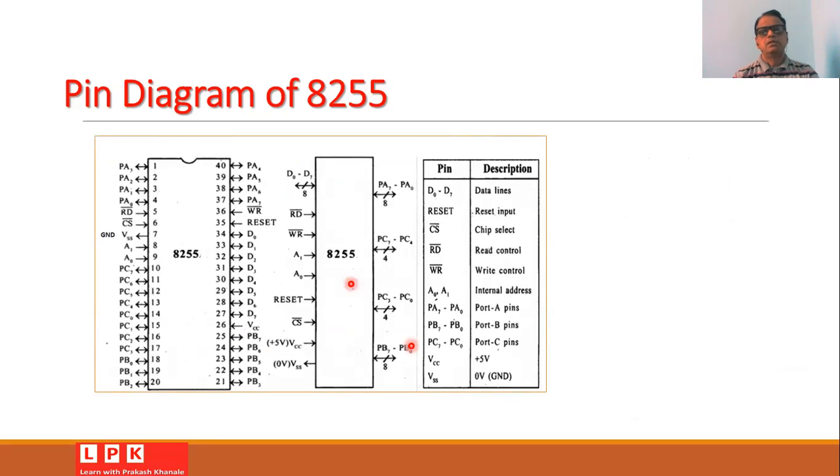So these are the pins that are available with this IC. This is a 40-pin IC, and one can easily observe that out of these 40 pins, 24 pins are used for the ports. We have 8 pins for port A, 8 pins for port C, and 8 pins for port B. Also, this IC requires a VCC of +5 volt and a ground of 0 volt. There are data lines from D0 to D7 as shown in this diagram. It has reset, A1, A0, read-write control inputs, and also the chip select input. So these are the pins available with this IC 8255.